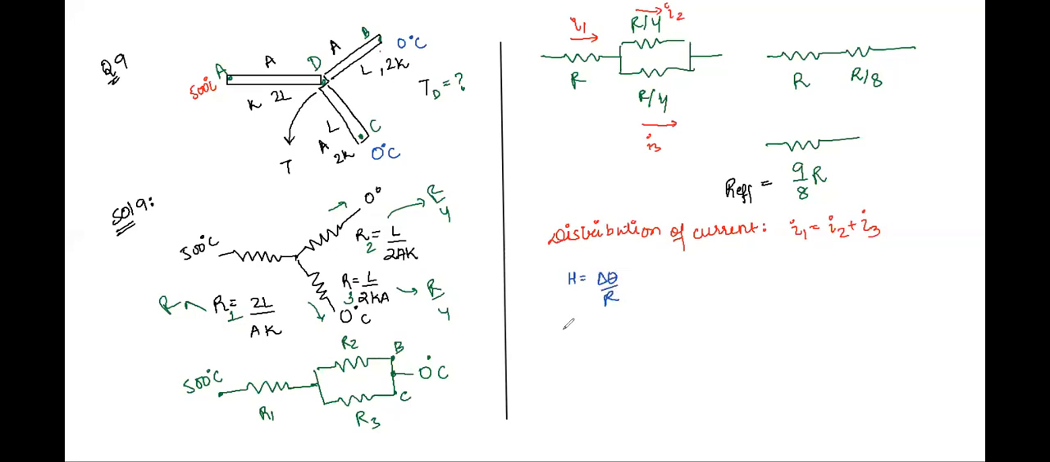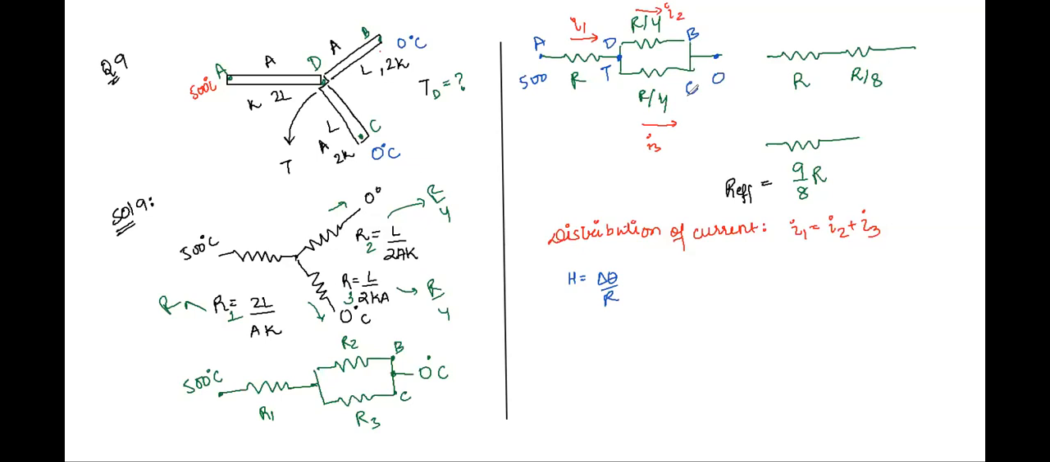What is R? L by Ka, right? Let us take this as R only this time, because we have clearly written all the other resistances in terms of R. So I1 is basically, let's say if this temperature is T, this one is 500. This time we can give I1 in terms of 500 and 0, as well as in terms of the temperatures at A and D.